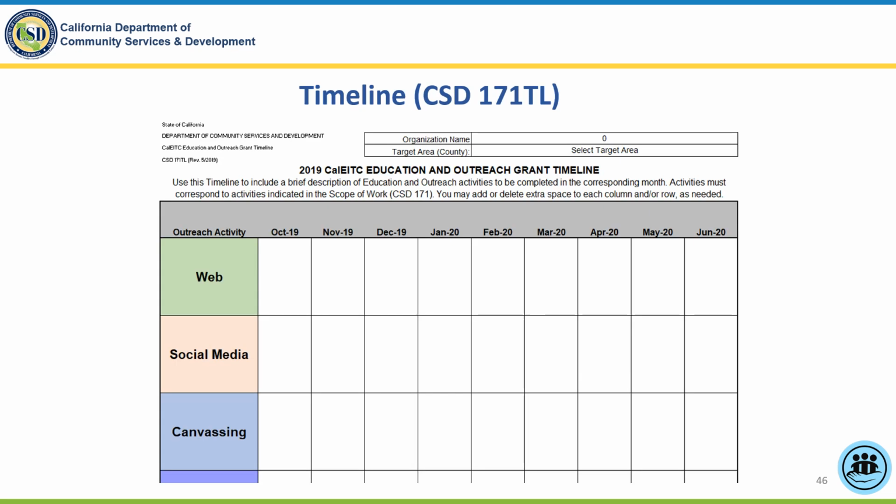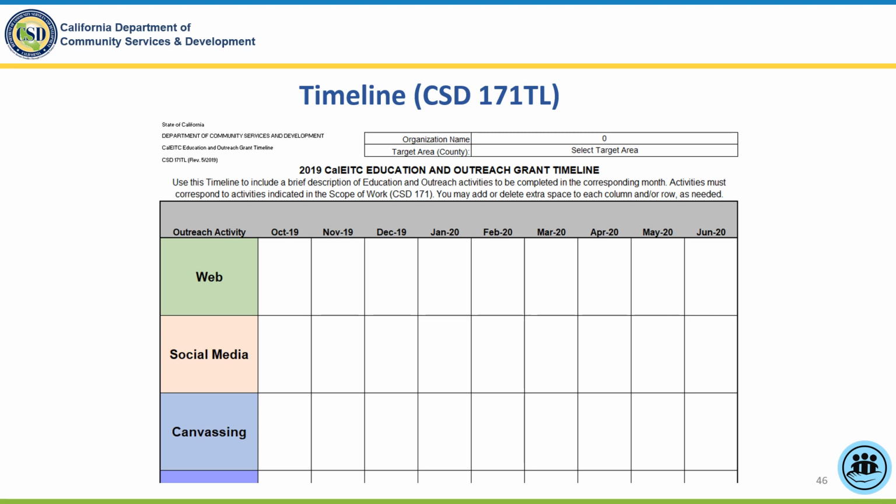The purpose of the timeline is to provide CSD with information on an applicant's timeline for how, and more importantly when, it will achieve the goals indicated both in the scope of work and in the application narrative template. Applicants should utilize the timeline to outline when each activity will occur as indicated in the scope of work. Some activities could include metrics while others may not.